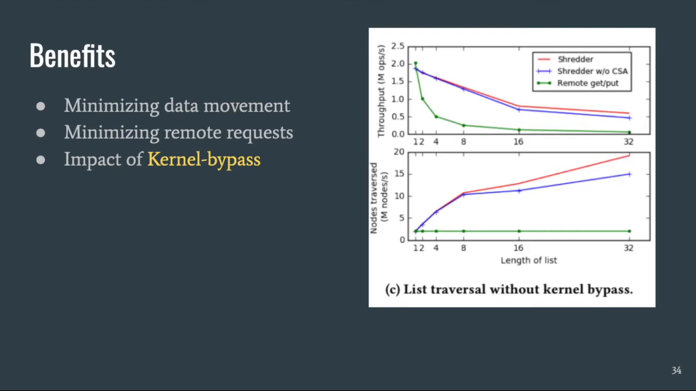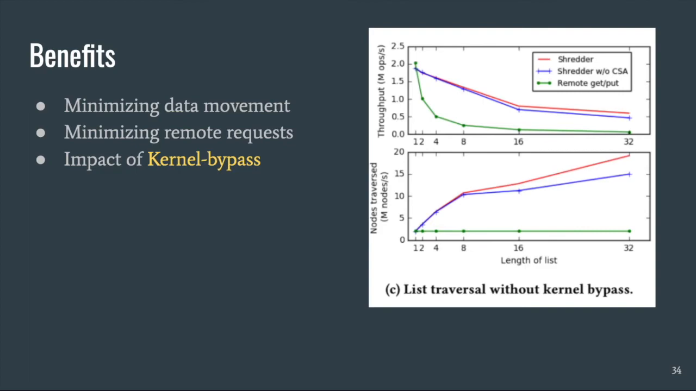Impact of kernel bypass. Kernel bypass lowers network overhead. The configurations of each of the approaches that depend more heavily on request response are impacted the most by eliminating kernel bypass.